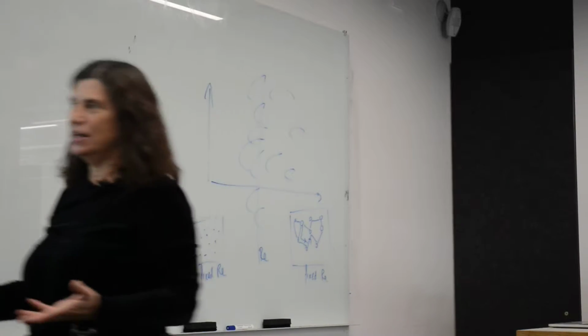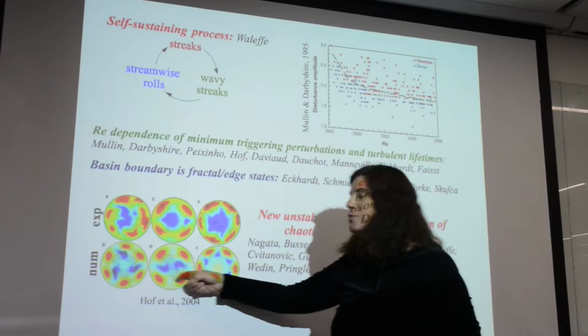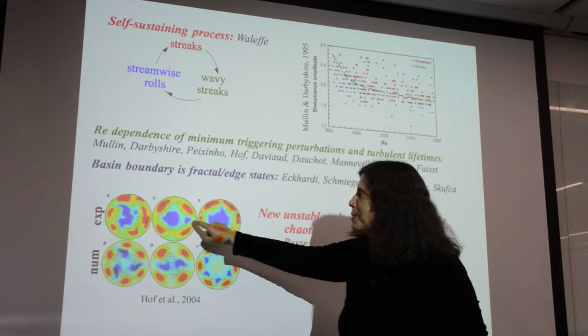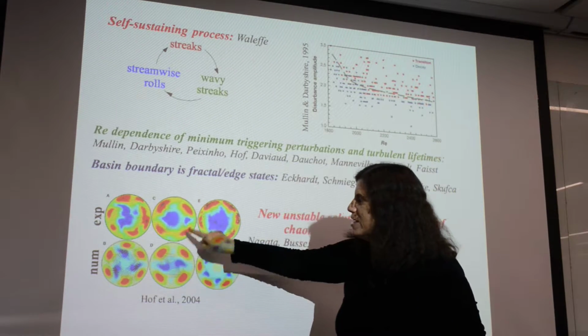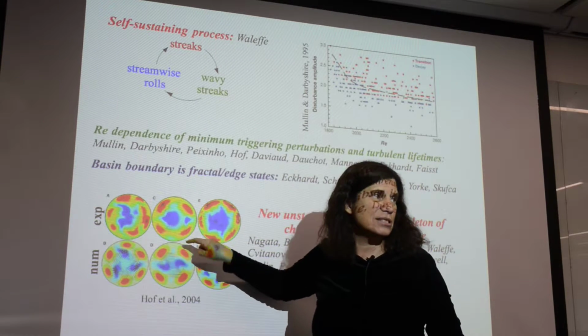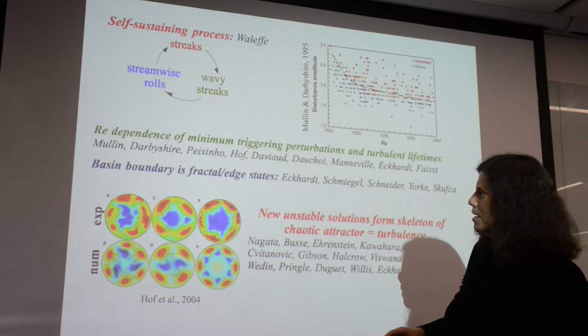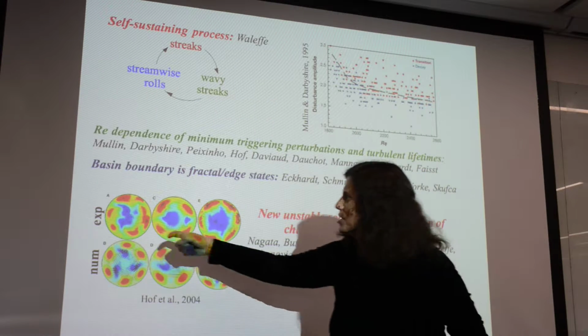Here are experimental visualizations of pipe flow, and here are some unstable traveling waves that had been found numerically, and they said, oh look, the experiment actually does go through these unstable saddles here. Look, doesn't this look like this? Doesn't this look like this? Well, I may not have picked the right one. This one looks a little more like this.